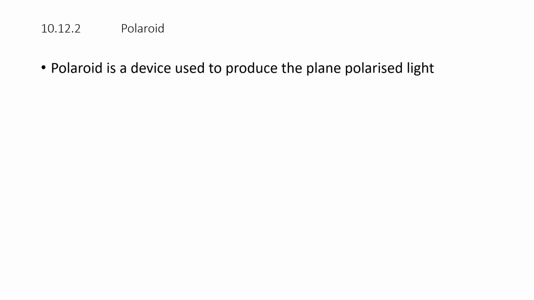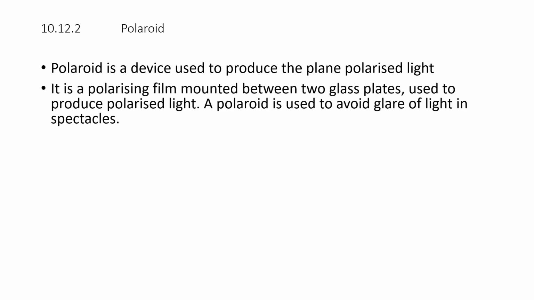Polaroid. A Polaroid is a device used to produce plane polarized light. It is a polarizing film mounted between two glass plates. A Polaroid is used to avoid glare of light in spectacles. Sometimes we use Polaroid specs to avoid the glare of light.